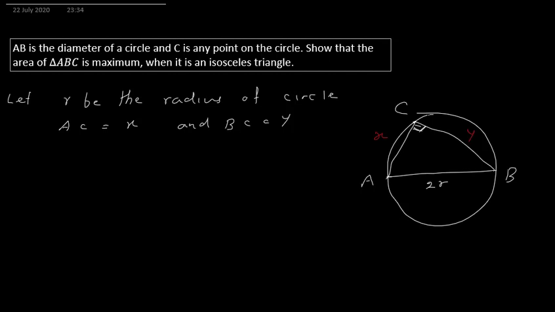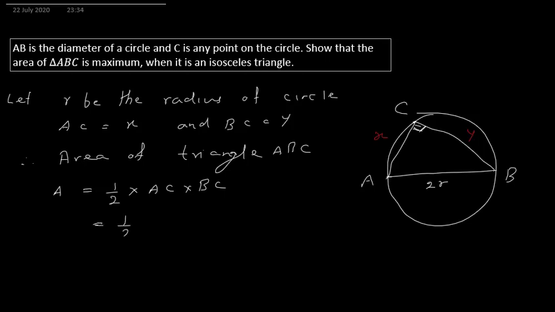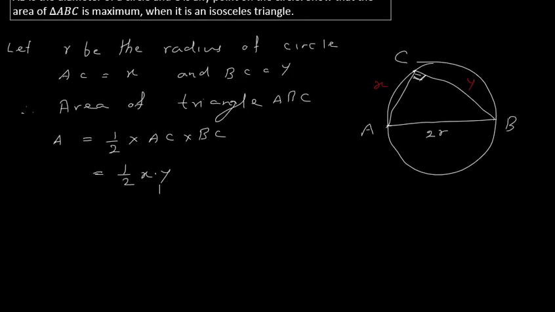Now area, therefore I will say that area of triangle ABC, that I will represent with A, is equal to half into AC into BC, because the angle is 90 degrees, which is half into x into y, right.